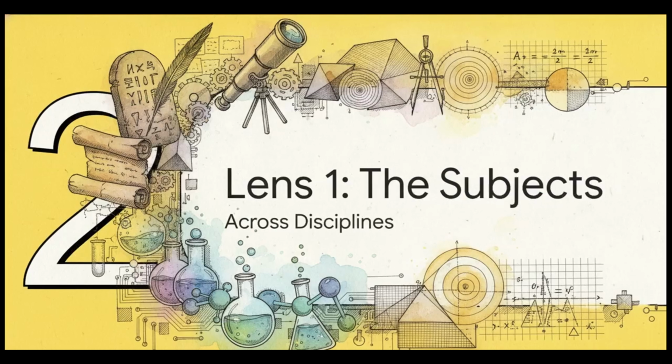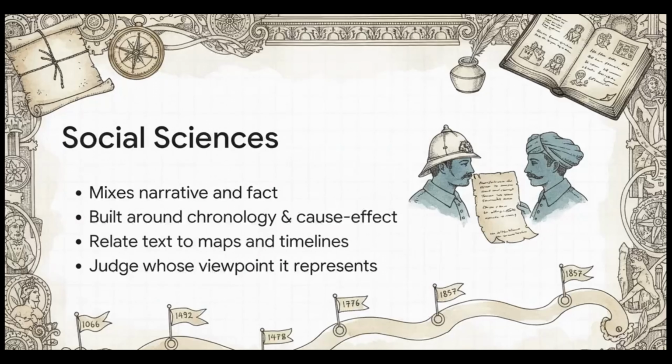Moving right along to our second section. Lens 1, the subjects. When a student navigates the social sciences, texts are this really unique mix of narrative and cold, hard facts. They're built heavily around chronology, cause and effect, and multiple perspectives. Think about a student reading a chapter on the 1857 revolt. They literally can't just read it like a bedtime story.